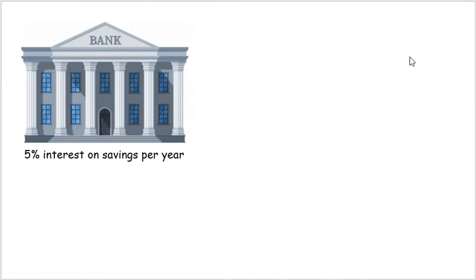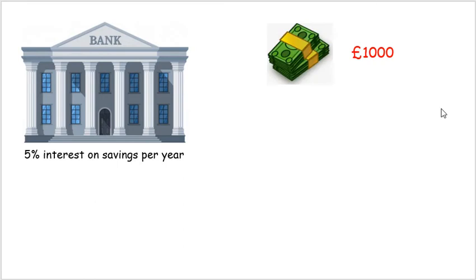The scenario here is we have a bank, and the bank is saying if you put your money into an account with us, we will pay 5% interest on the money that you have in your account per year. We are going to start off with £1,000 and see what happens each year. We're assuming that we're not going to add anything else in, and we're not going to take any money out, we're just going to keep that initial investment of £1,000. And we're going to do this over 4 years.